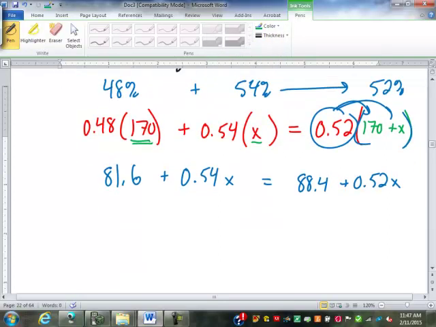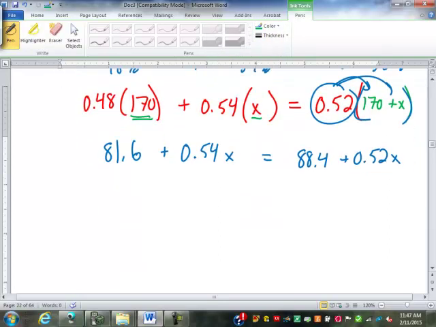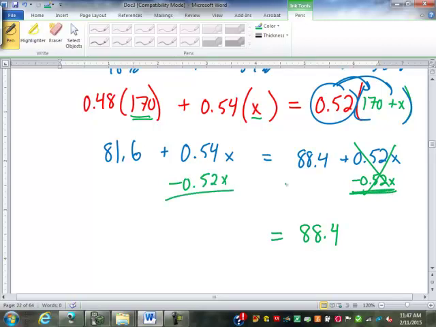Before we can solve, we notice there's an x on each side of the equation. We need to get rid of one. The smaller one is 0.52x, so let's get rid of that. We subtract 0.52x, so that's gone over there. We just have 88.4. We must subtract 0.52x from the other side too. We can only take it away from the 0.54x. That leaves us 0.02x. It's positive, so we put a plus. And we have the 81.6.